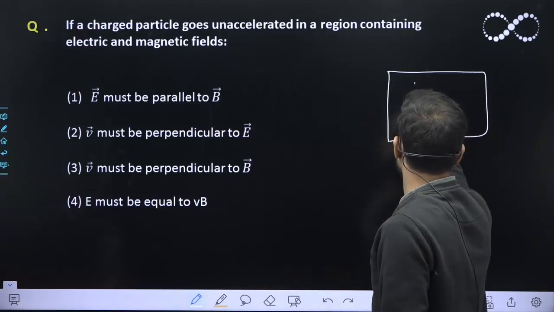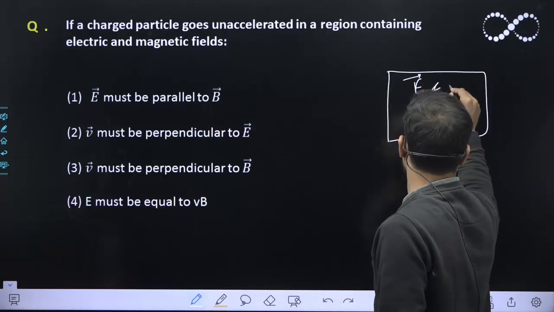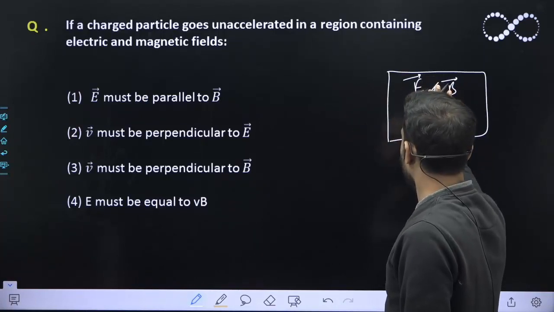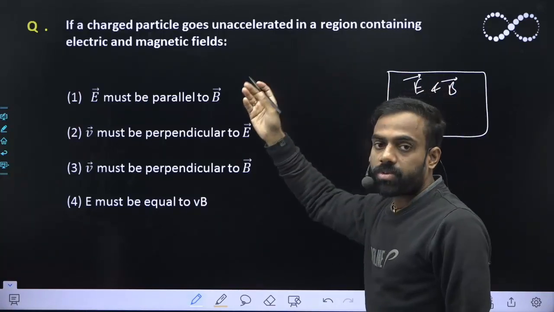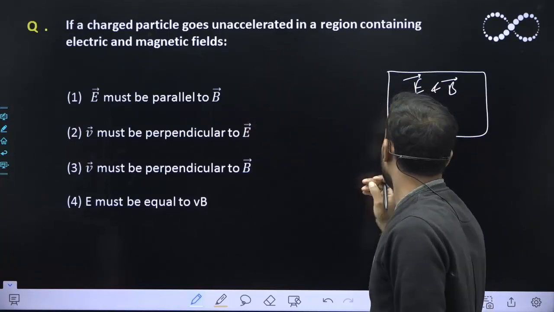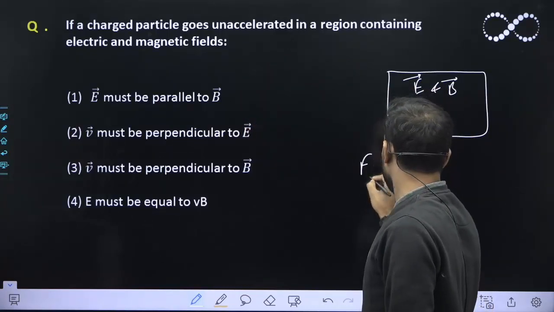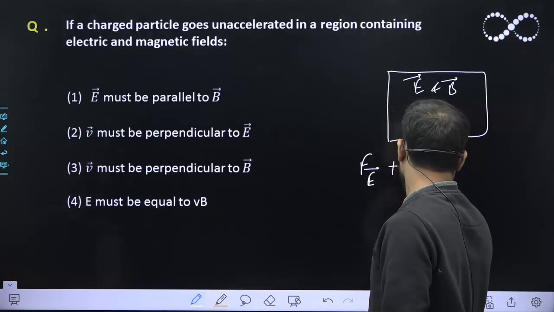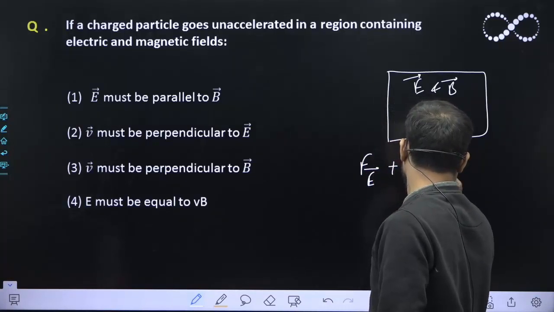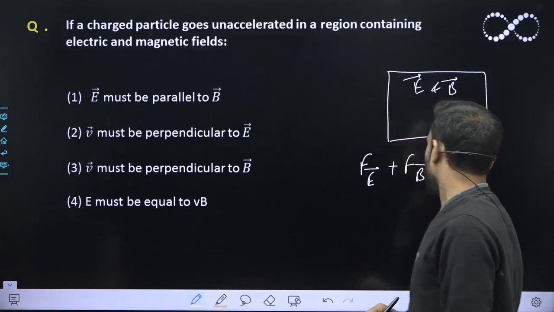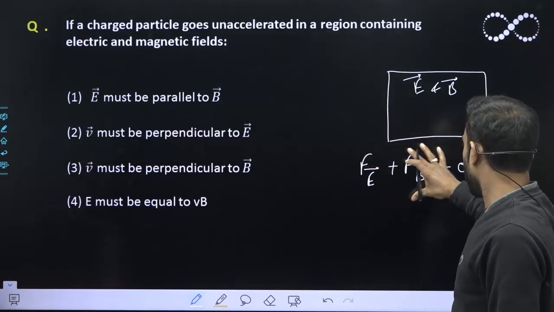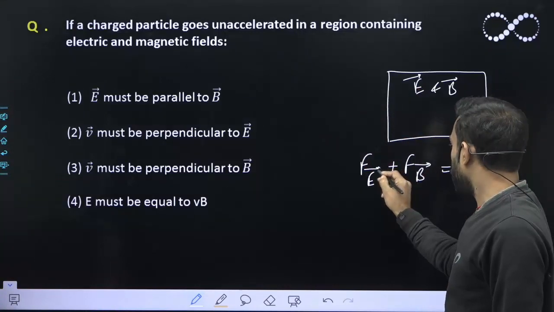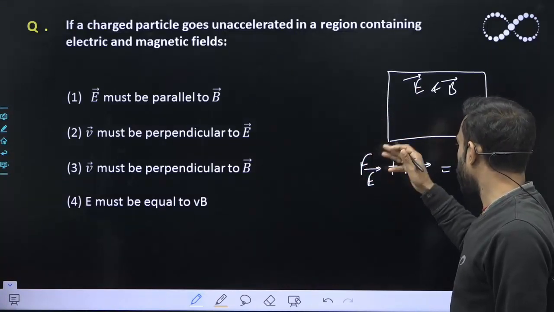The question is saying there is a region in which electric field and magnetic field both are there, and a charged particle enters this region and it is unaccelerated. It means the total force becomes zero. So the force due to electric field plus force due to magnetic field is equal to zero. Then only the total force will become zero and the charged particle will be unaccelerated. Or we can say the force due to electric field is balanced by force due to magnetic field.